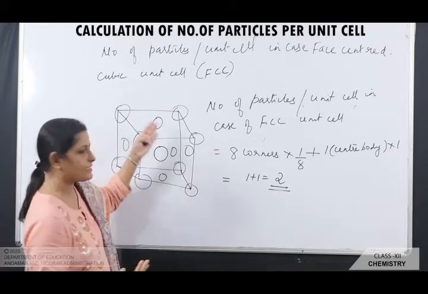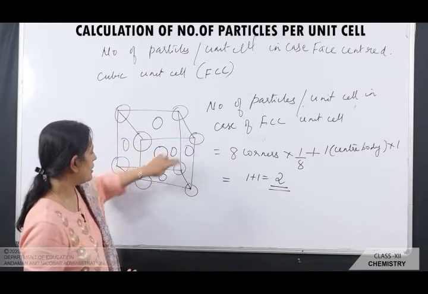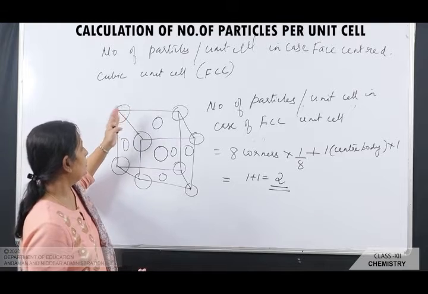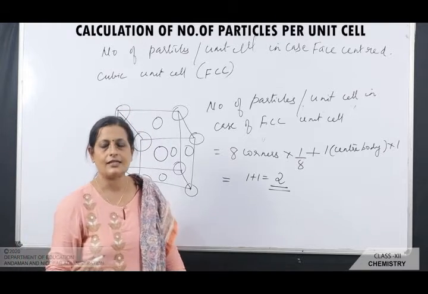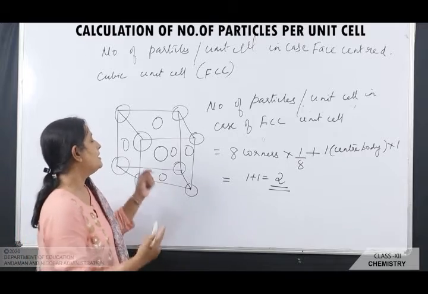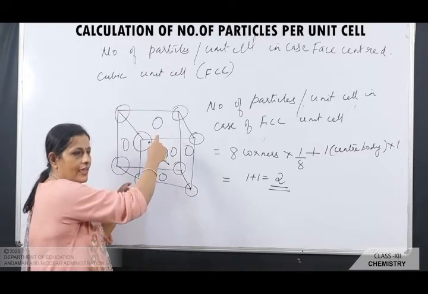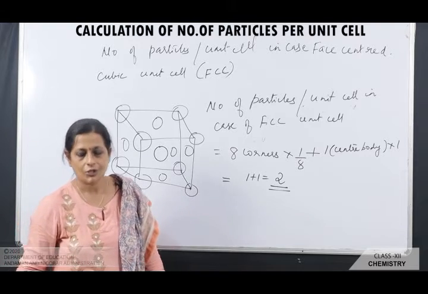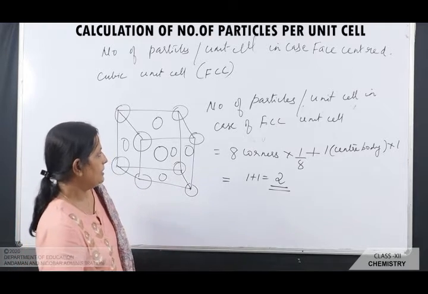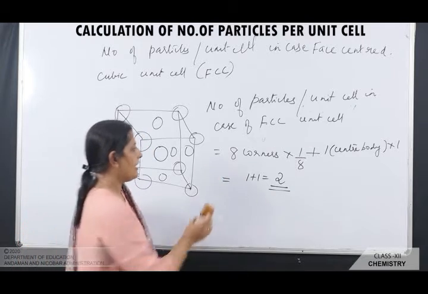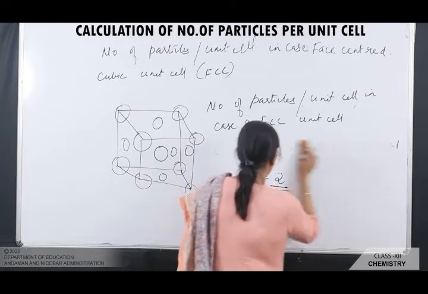So total how many faces are there? 6. 1, 2, 3, 4, 5 and just 1 behind, that is the 6th face. So a face-centered cubic unit cell is a unit cell which has got constituent particles at the center of the face apart from the corner position is known as a face-centered cubic unit cell. So the number of particles per unit cell in case of a FCC unit cell will be how much, you see?